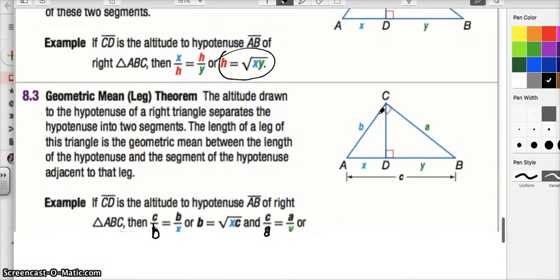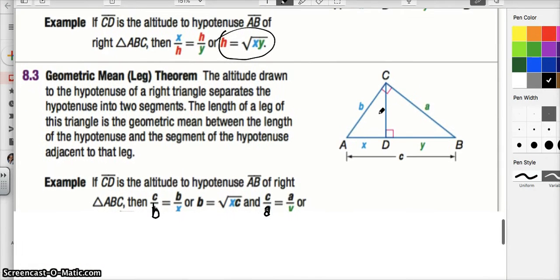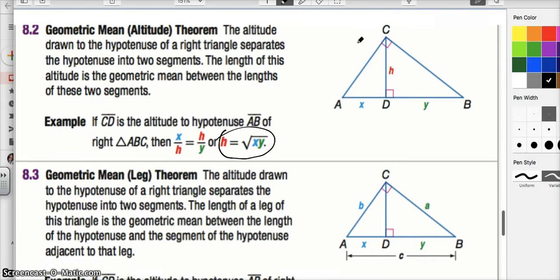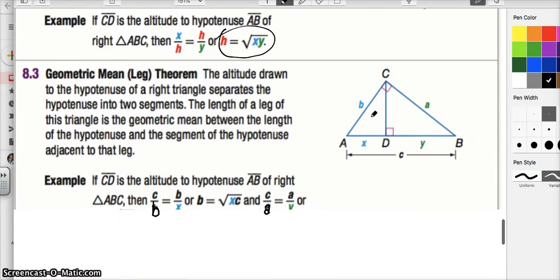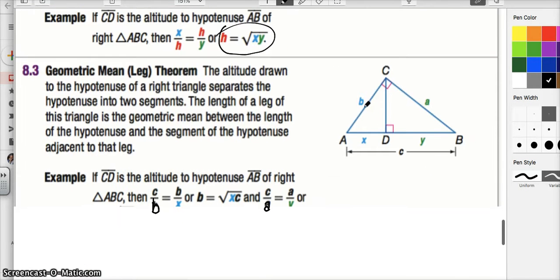So let's look at this next one, the geometric mean in terms of the legs. This one, for me, is a little bit harder to hold on to than the first one. The first one feels nice and symmetric. Hey, I'm the geometric mean of you two. But this one over here, not so much. So let's pay attention. B is the geometric mean of C and X.